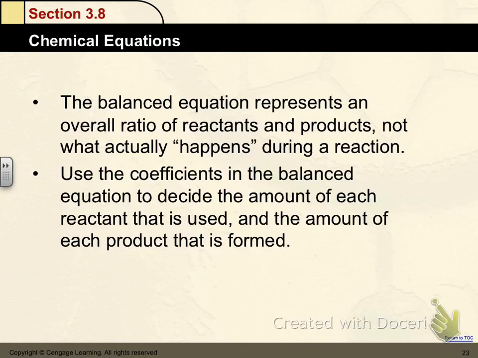We need to use coefficients, and the coefficients are the numbers that go in front of each molecule to balance the equation. We need to use the coefficients in the balanced equation to decide the amount of each reactant that is used and the amount of each product that is formed. So balancing a chemical equation doesn't just adhere us to the law of conservation of mass. It also allows us to understand how much reactant do we need, and at the end of the day, how much product will we produce. And those, as you probably can think, are two pretty important questions to understand. Okay, that's it.